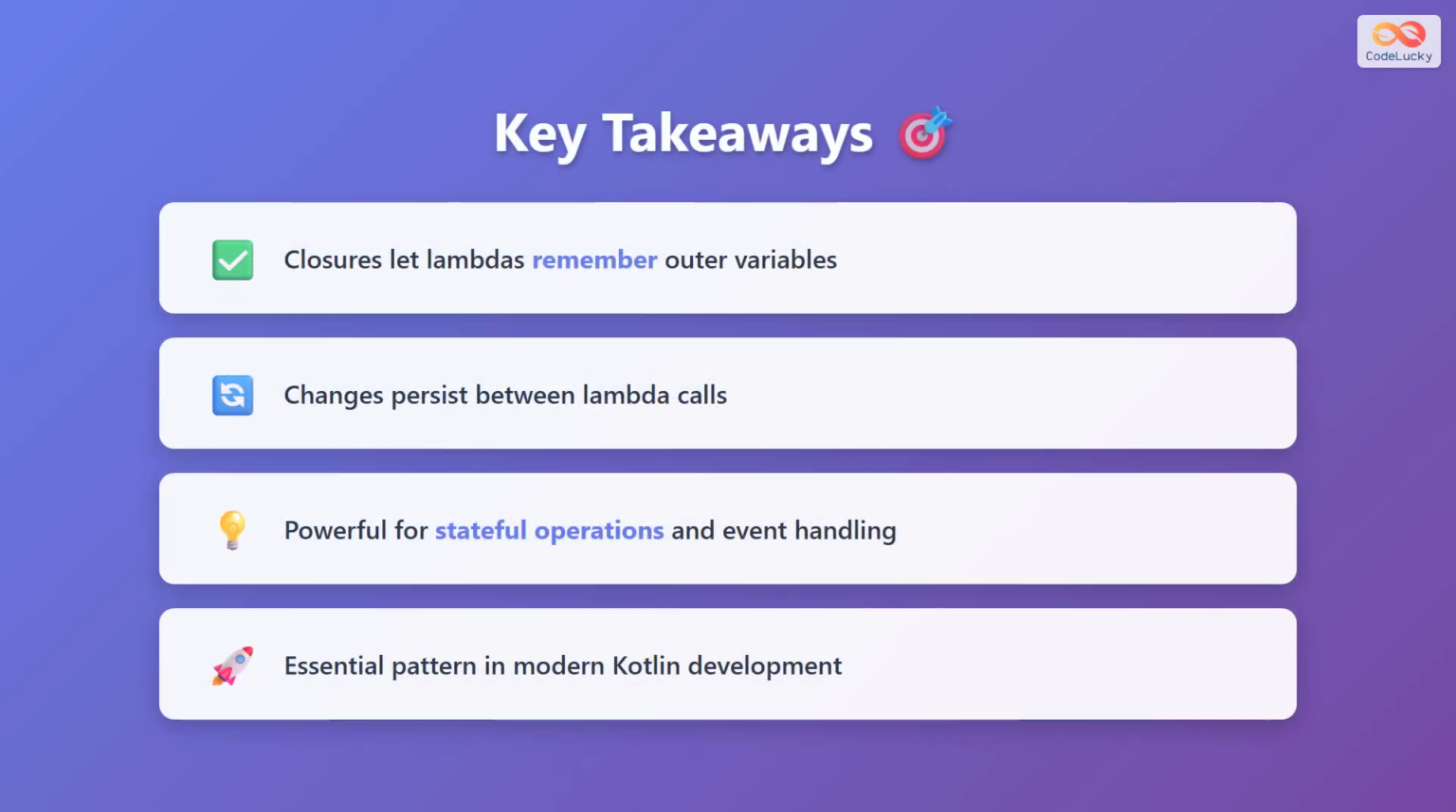Let's recap the key takeaways. Closures let Lambdas remember outer variables, creating stateful behavior. Changes made by the Lambda persist between calls. This pattern is powerful for stateful operations and event handling. And finally, closures are an essential pattern in modern Kotlin development that you'll use frequently. Understanding closures will make you a more effective Kotlin developer.